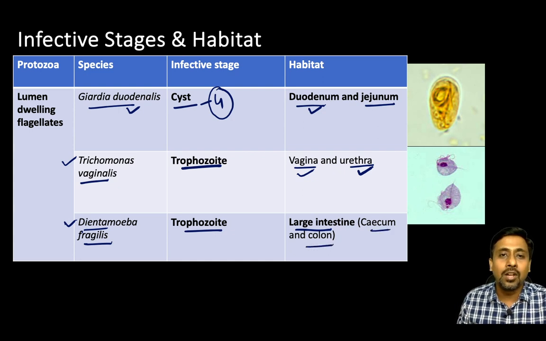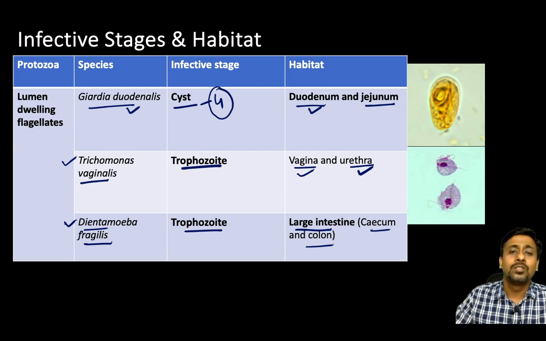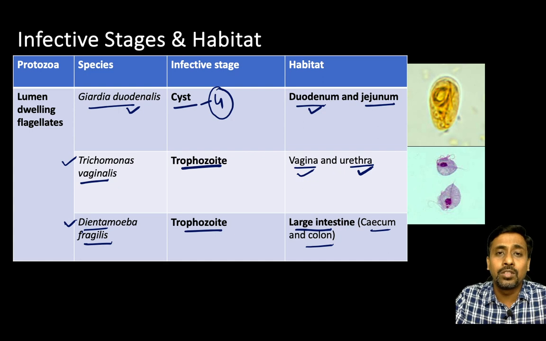So till now, including the amoeba, ciliates and lumen-dwelling flagellates, there are three parasites which reside in the large intestine. The first one is Entamoeba histolytica, the second is the ciliate, and the third is Entamoeba fragilis. And Giardia duodenalis resides in the small intestine, in the cyst form. So is there any protozoan parasite which resides in the small intestine? Let's see.